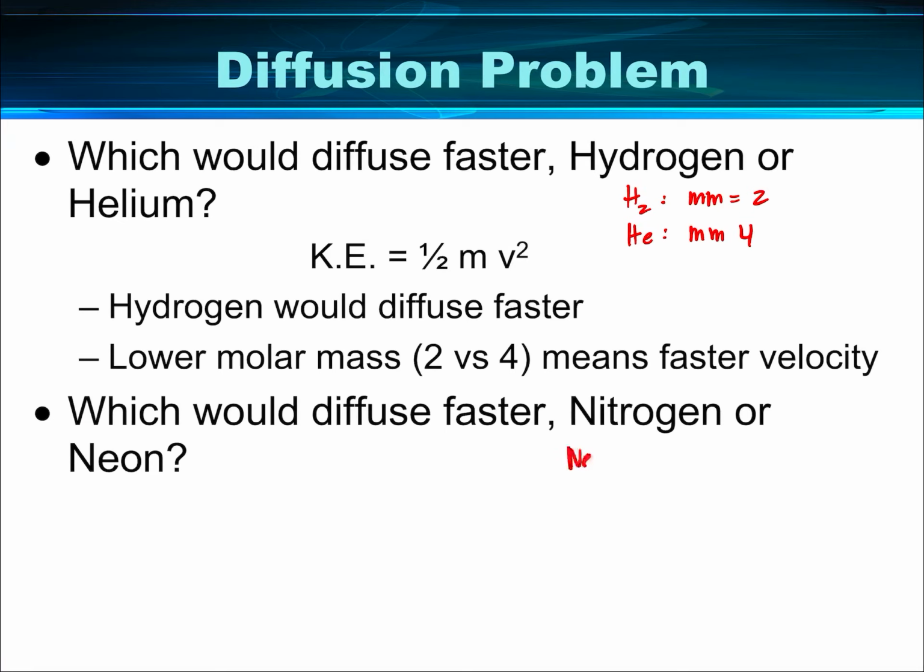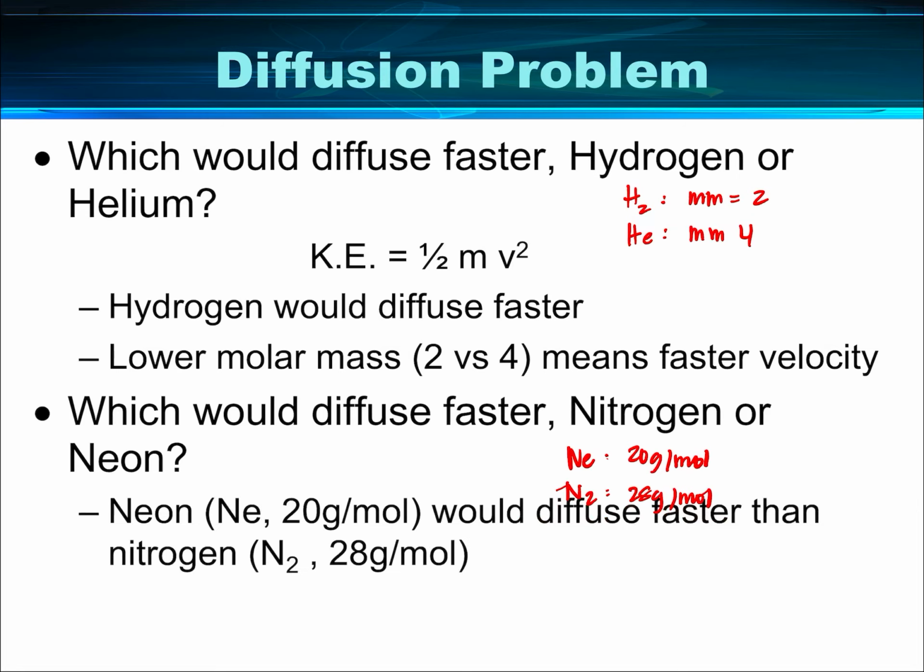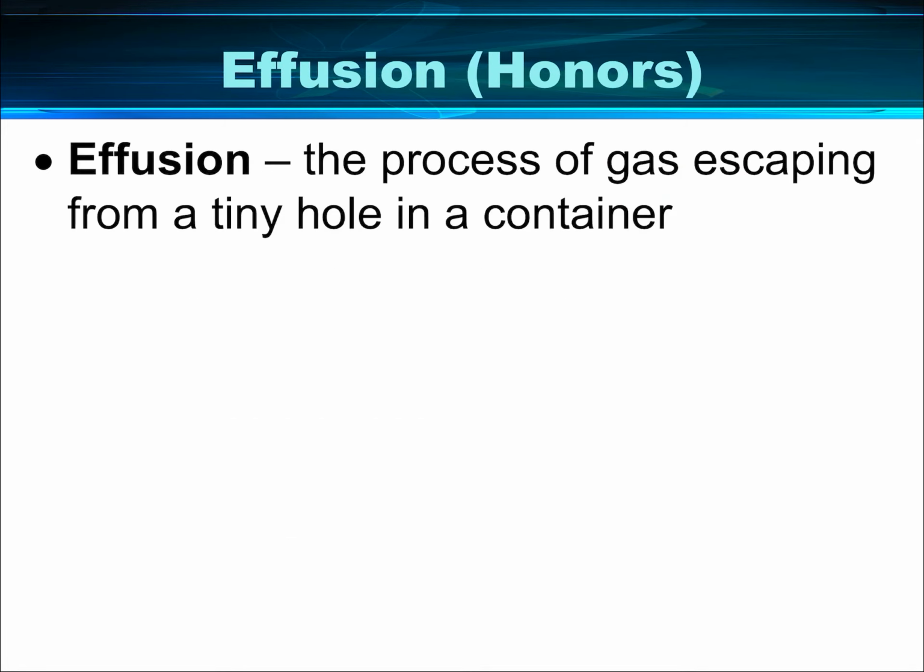Which would diffuse faster, nitrogen or neon? Okay, so neon is about 20 grams per mole, and nitrogen, N2, is 28 grams per mole. So neon would diffuse faster because it has less mass, faster velocity, faster moving. Okay.